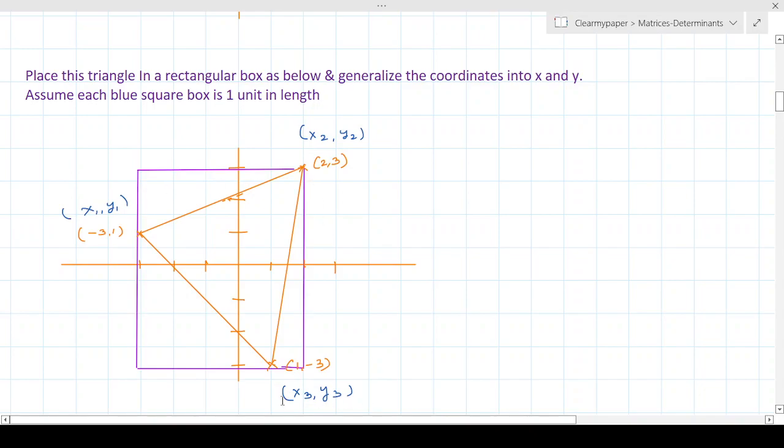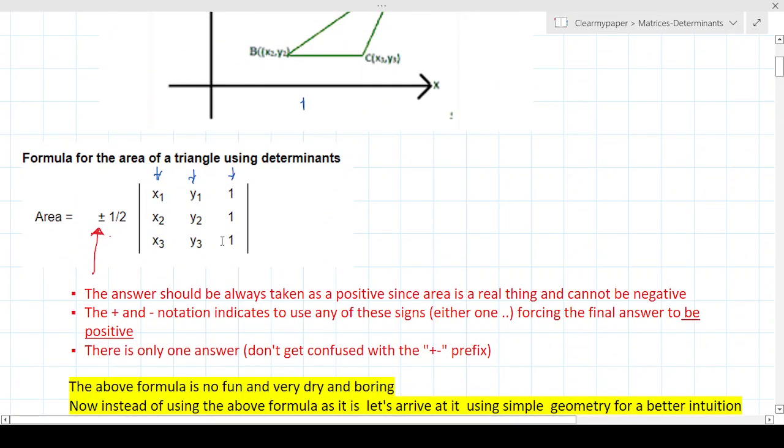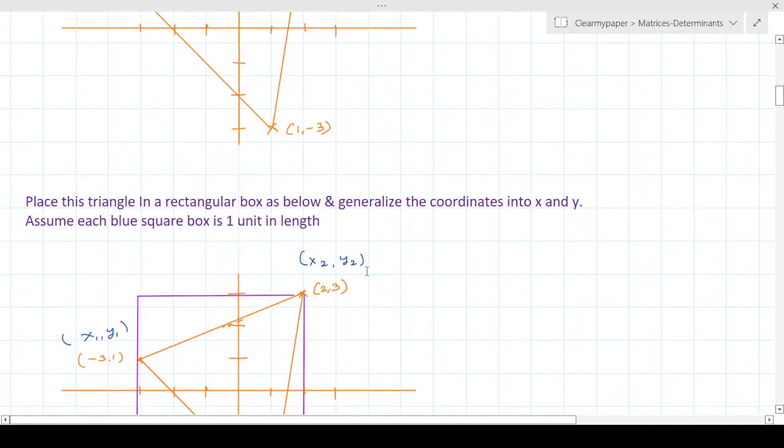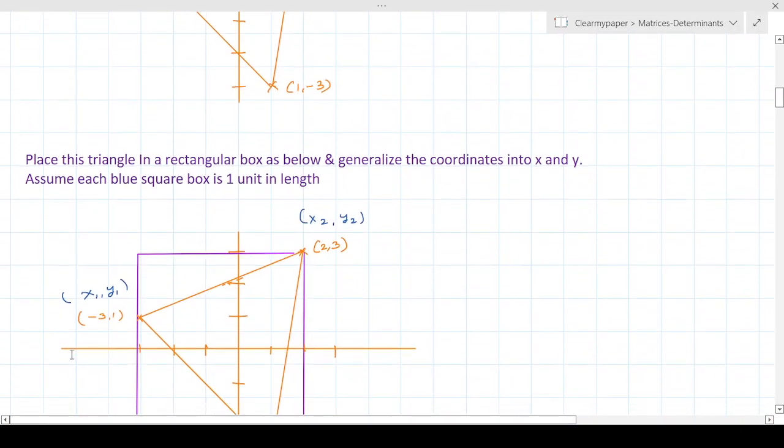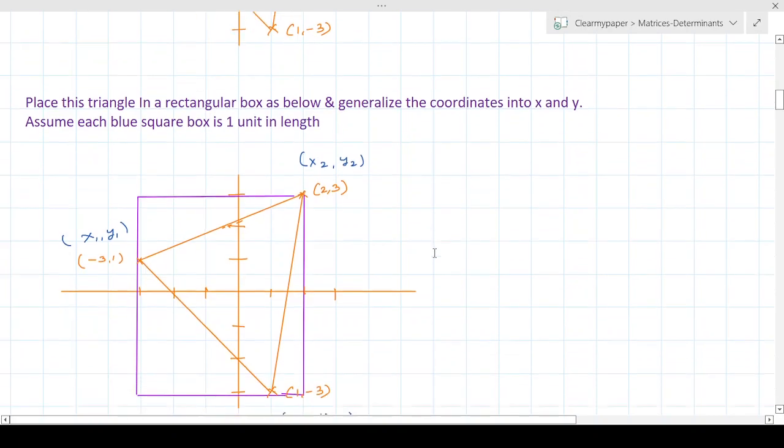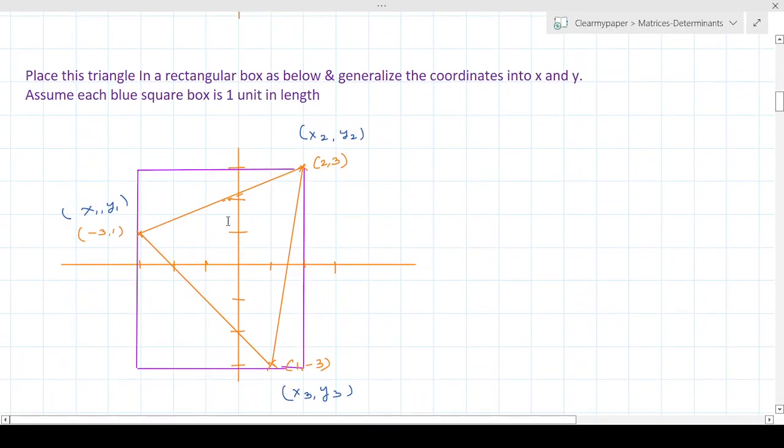Okay, and each of the coordinates I'm going to name x1, y1, x2, y2, and x3, y3 for sake of simplicity. And we need to generalize because we want to arrive at a formula because the given determinant is in terms of x and y. So we want to still generalize it. And we'll be kind of switching between the numerical calculation that we have in terms of the absolute values, and we'll also do the same thing using a generalized x and y formula. Okay, so now I've inscribed or I've embedded this whole triangle into this purple rectangle.